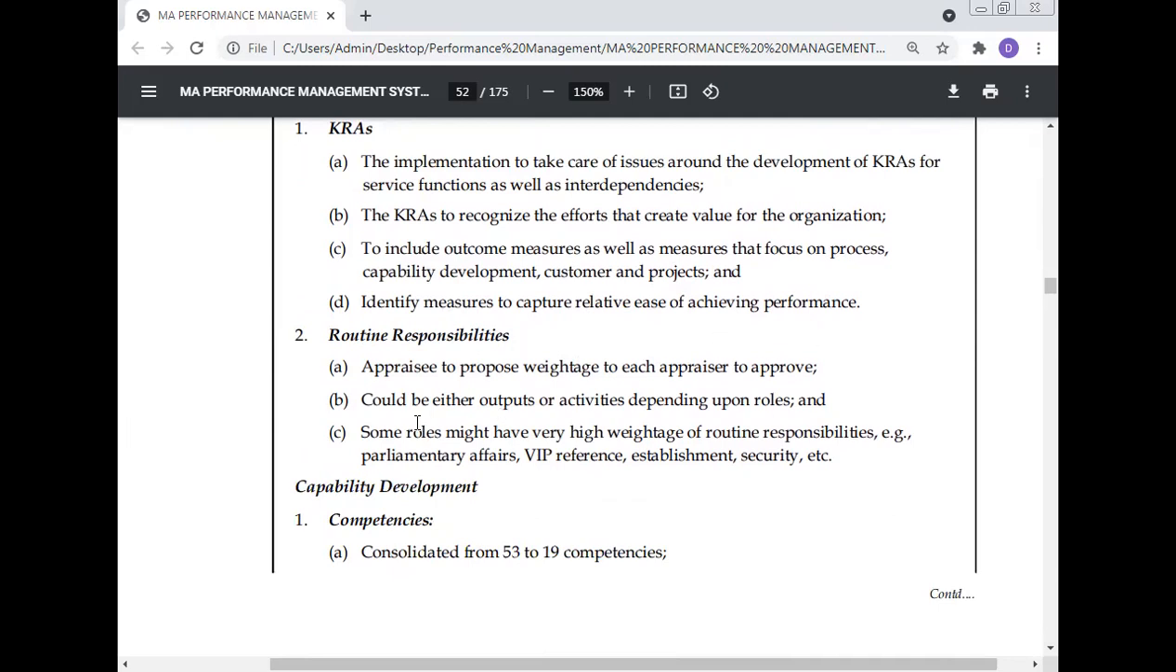Routine responsibility. The appraiser proposes weightage to each, for the appraiser to approve. It could be either outputs or activity, depending upon the roles. Some roles might have very high weightage of routine responsibility, such as preliminary affairs, VIP reference, establishment, security, etc.